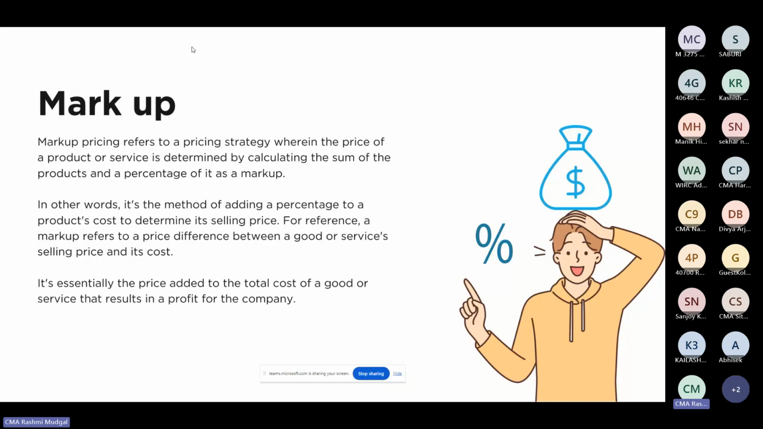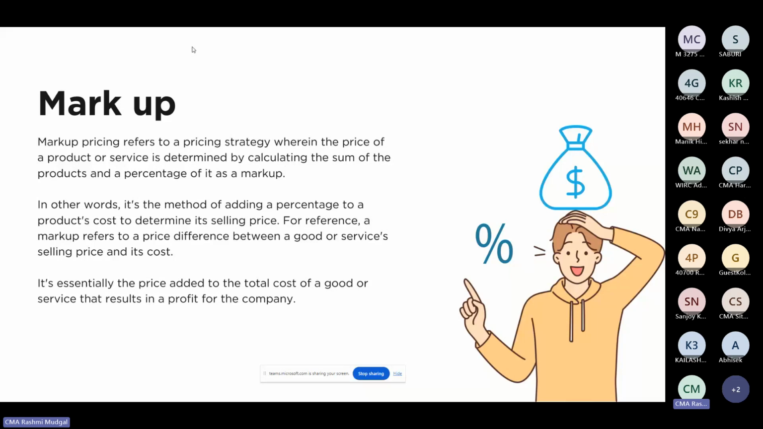Here I take all the measures to improve and reduce my cost of production, and I wanted to set a markup here. Markup is the price added to the total cost of a good or service that results in a profit for a company. It actually goes up and down.